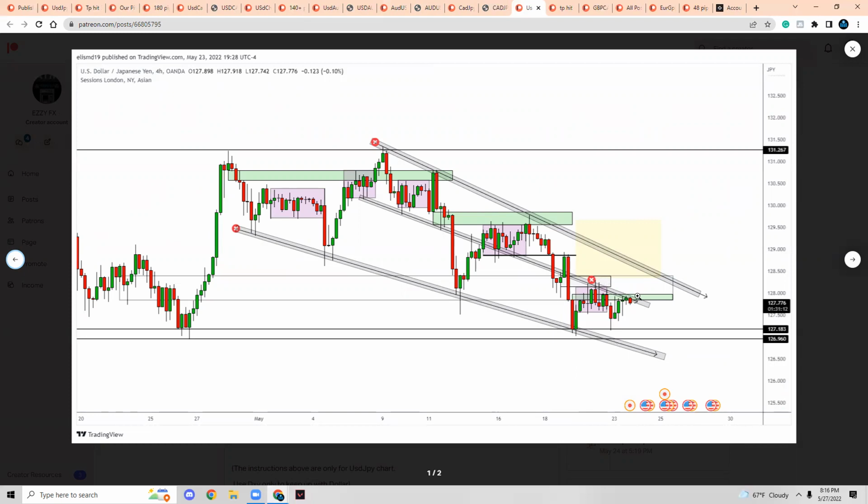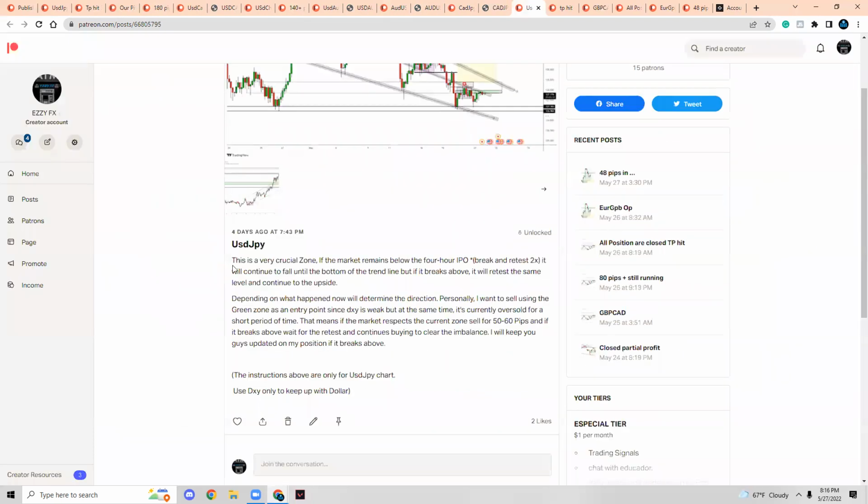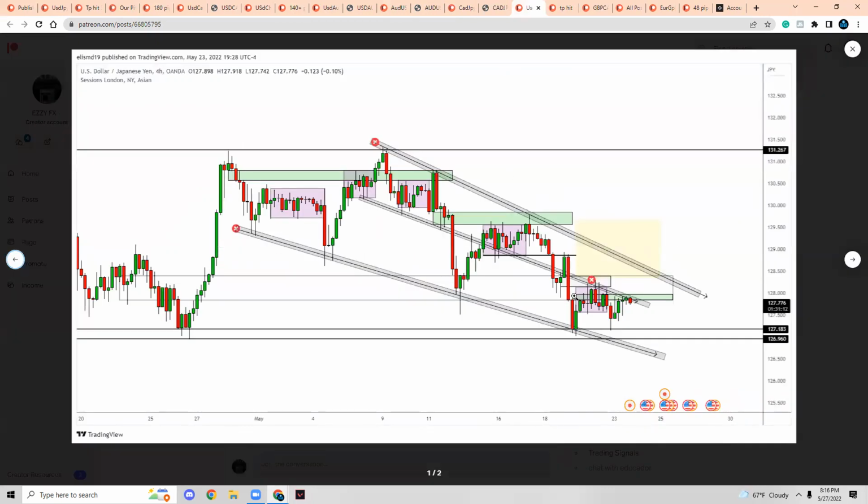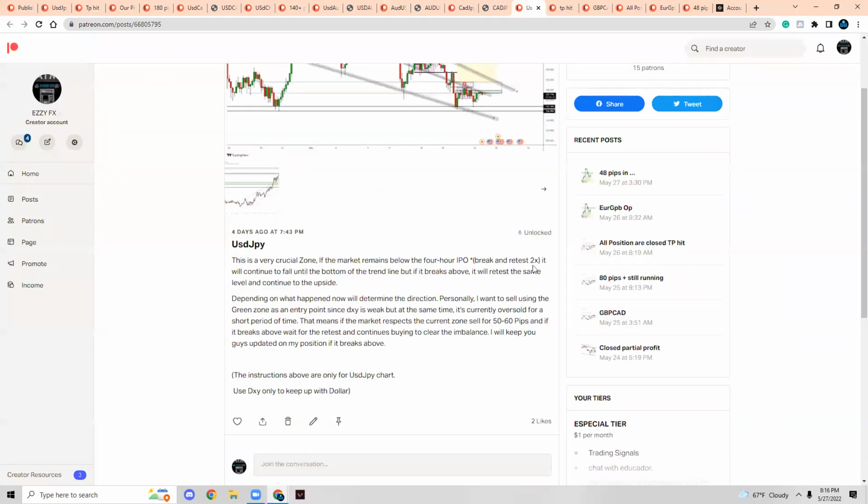The market broke below, and then if the market respects the green zone, we sell to the bottom of the trend line. You can read what's in here. This is a very crucial zone. If the market remains below the 4-hour IPO, below this green zone right here, it will continue to fall until the bottom of the trend line. But if it breaks above, it'll retest the same level and continue to the upside.